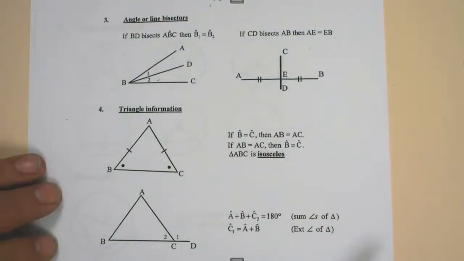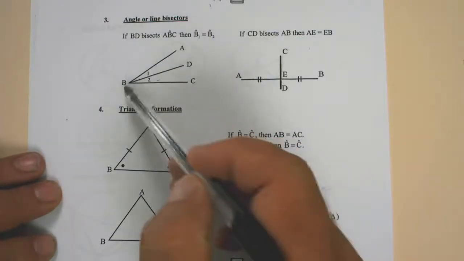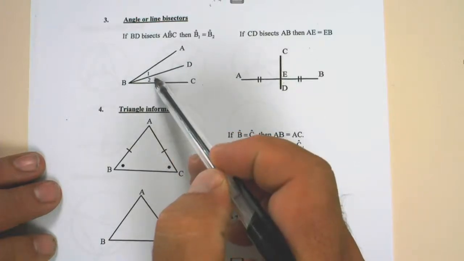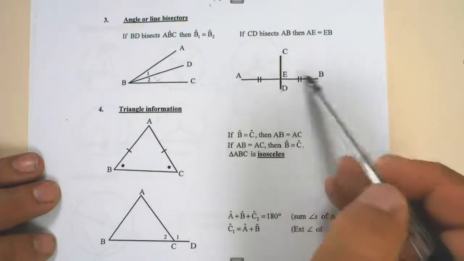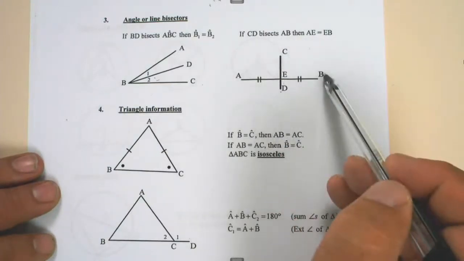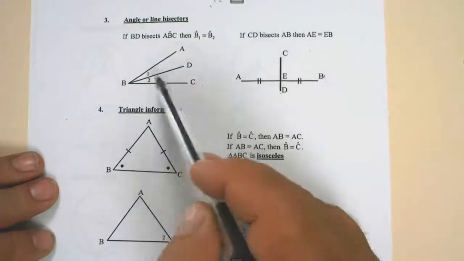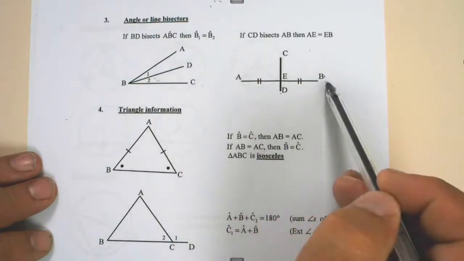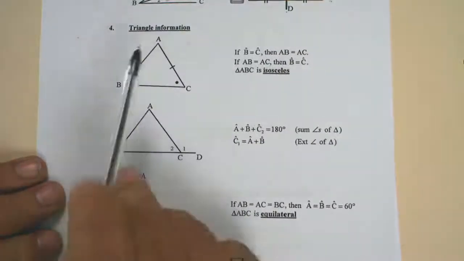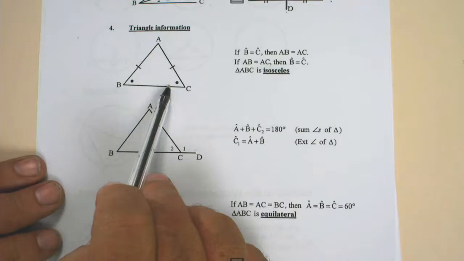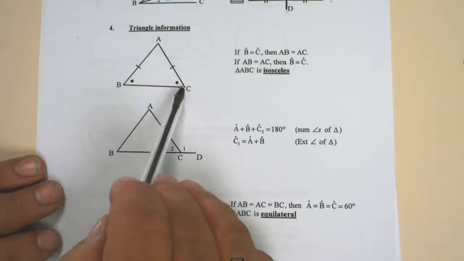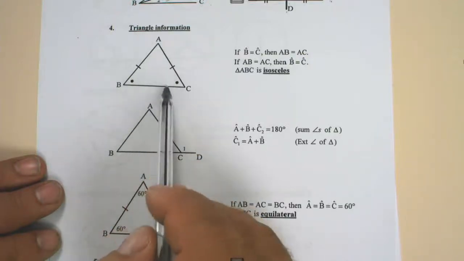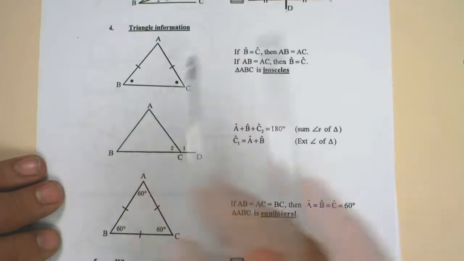Okay, the angle or line bisectors. If they say to you BD bisects angle ABC, then we can say B1 is equal to B2. Or if they say CD bisects AB, then we know that AE is equal to EB. So then BD is a bisector of the angle, and CD is a bisector of a line segment. If they mention that angle B is equal to angle C, then we can deduce that AB is equal to AC. If they say to us that AB is equal to AC, then we know that the angles opposite those equal sides are equal, therefore angle B is equal to angle C.